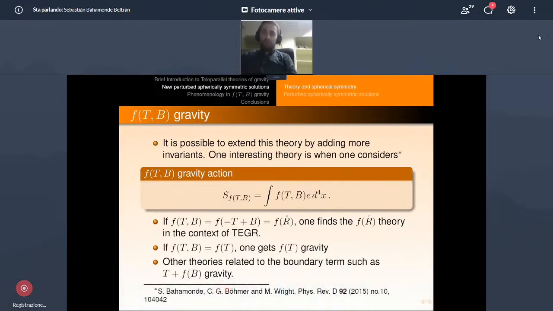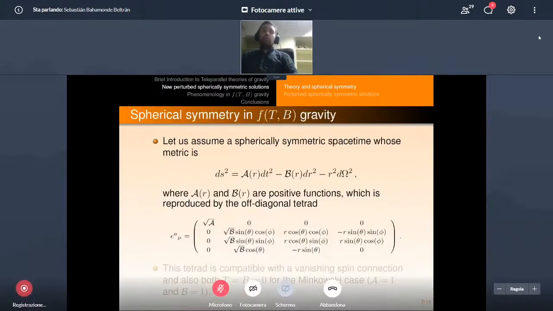So this has been proposed some time ago, and it has started to become a new avenue for teleparallel theories of gravity. So what can we do with this theory? We can start, for example, by testing spherical symmetry and try to do some phenomenology.